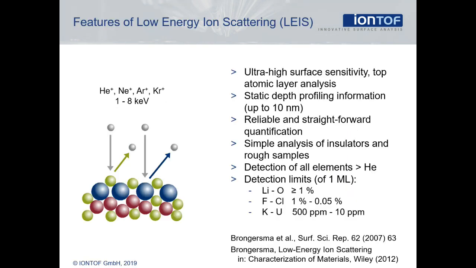LEIS is known for its ultimate surface sensitivity, allowing you to quantitatively determine the elemental composition of the outermost atomic layer. Noble gas ions are scattered from this outer atomic layer, and the energy loss in these scattering events is used to identify the elements in the surface. To do this, the outer layer has to be available to the ion beam and not covered by contamination.